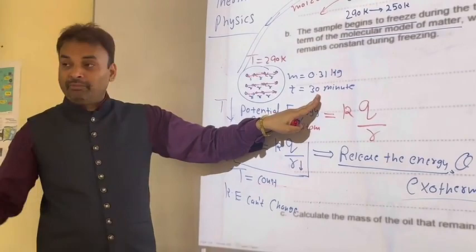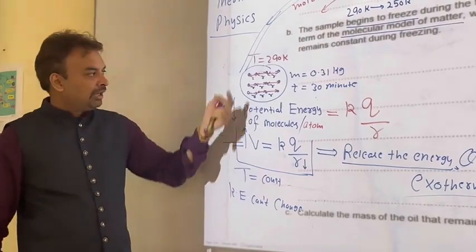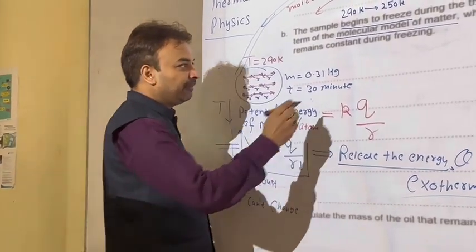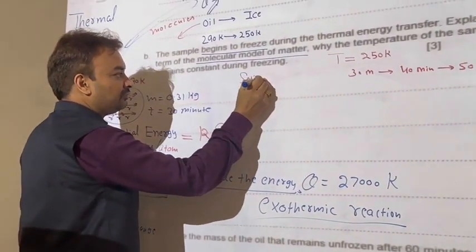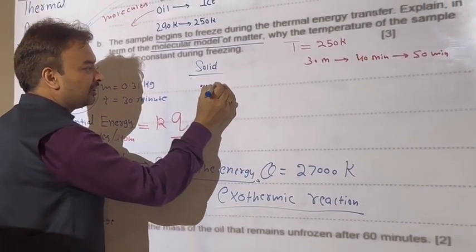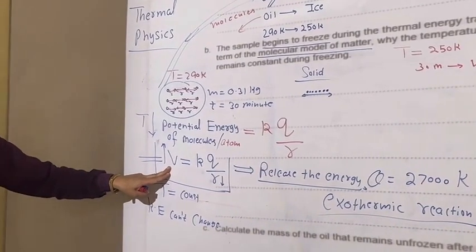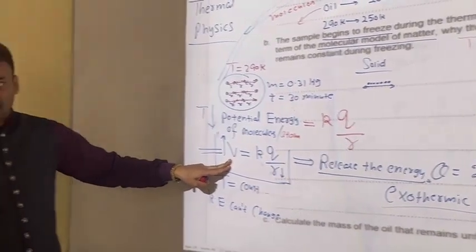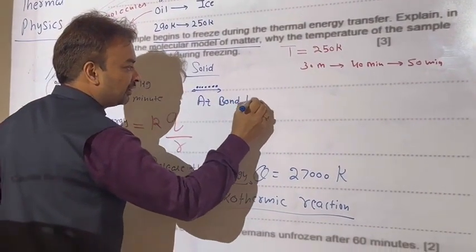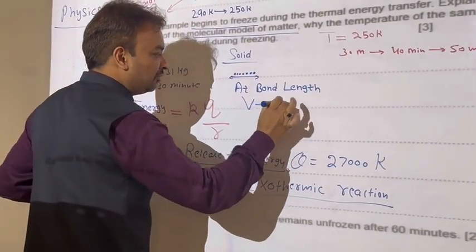After 30 minutes, if the refrigerator is still working, nothing will happen because the molecules are already at the bond length. So finally, when it is a solid, the molecules are at the bond length. At the bond length they have a certain value of potential energy, so V becomes V fixed.